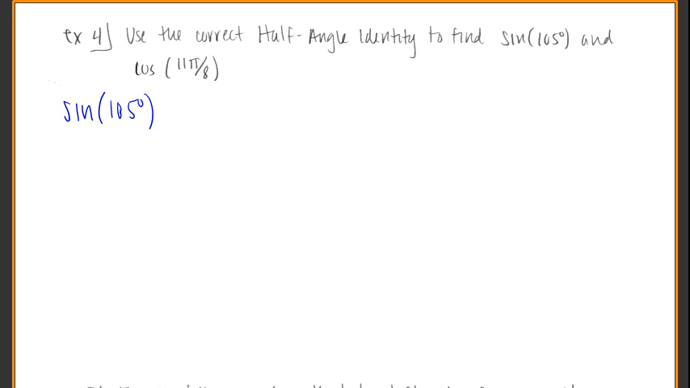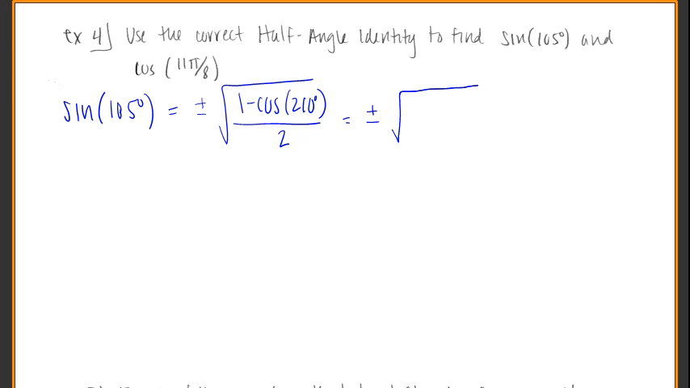Okay, so sine of 105 is equal to plus or minus the square root of 1 minus cosine of double that, which is 210 degrees, all over 2. So it's going to be plus or minus the square root of 1 minus, what's our x value at 210 degrees? Let's think about that. 210 is just 30 degrees past 180, and the x value there is going to be square root of 3 over 2. And since it's in quadrant 3, it's going to be negative square root of 3 over 2, all over 2.